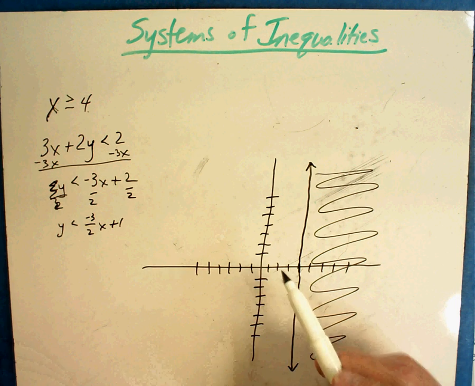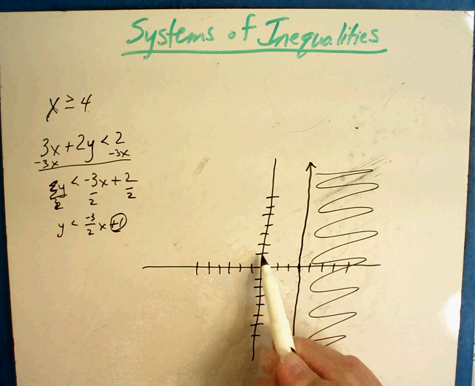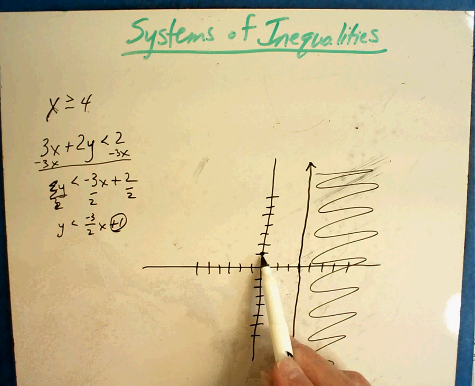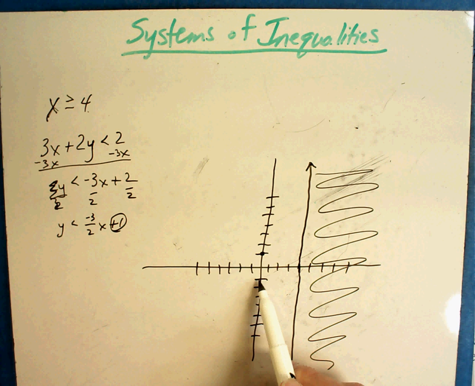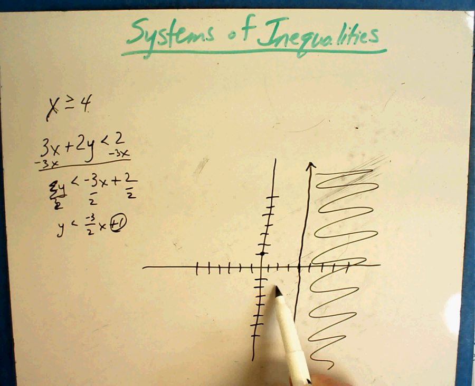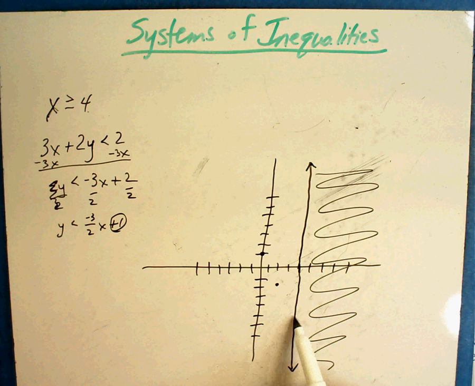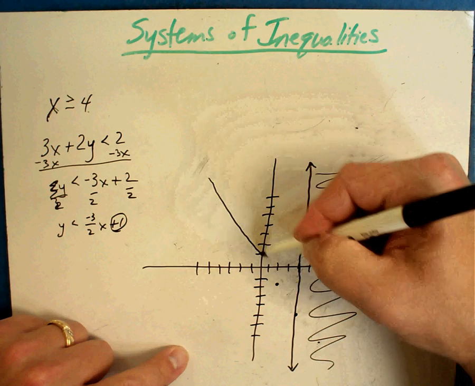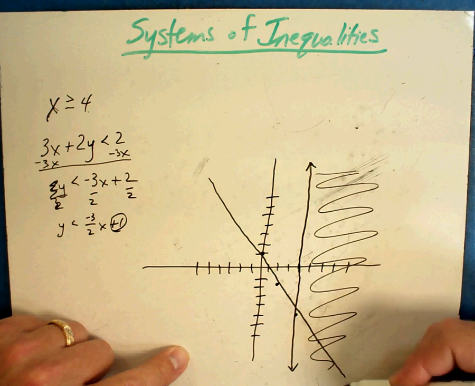So I'm going to be at 0, 1. And I'm going to go down 3, right 2. 1, 2, 3, right 2. 1, 2, 3, right 2. It's going to put that line right there. 1, 2, 3, down 2. So there's my graph. This one looks different like that.